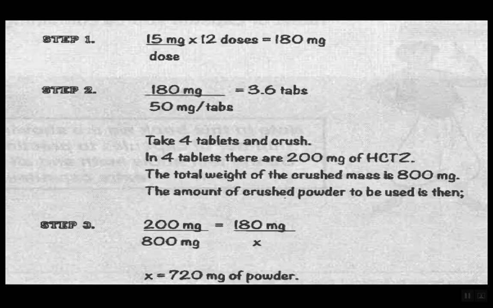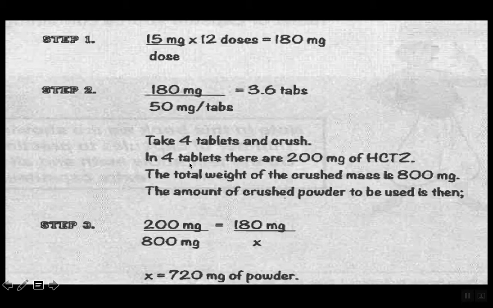So here you know that in 4 tablets there are 200 milligrams of active hydrochlorothiazide, because each one has 50 milligrams. Well, you don't need 200 milligrams. You only need 180. So you could set up a proportion, because you have the active ingredient. For every 50 milligrams, you have 200 milligrams of total weight. But I need 180. So how much total weight do I need?